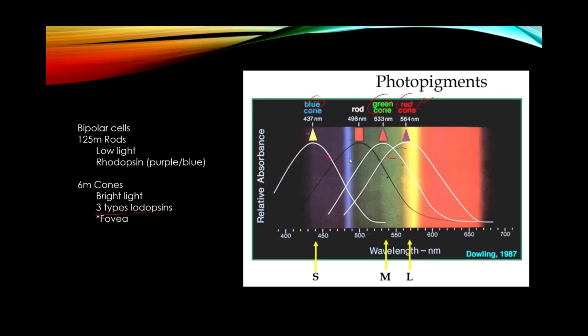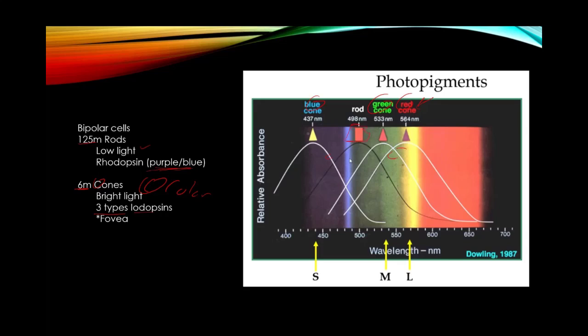You've probably heard of that. Cones, C for color. It's easy. There are far fewer cones, 6 million, than there are rods, 125 million. Rods respond to low light, so that's like black and white vision. The photopigment is actually a purple blue, but when light hits it, it ends up looking like black and white to us. As you can see, the color is kind of in this area.